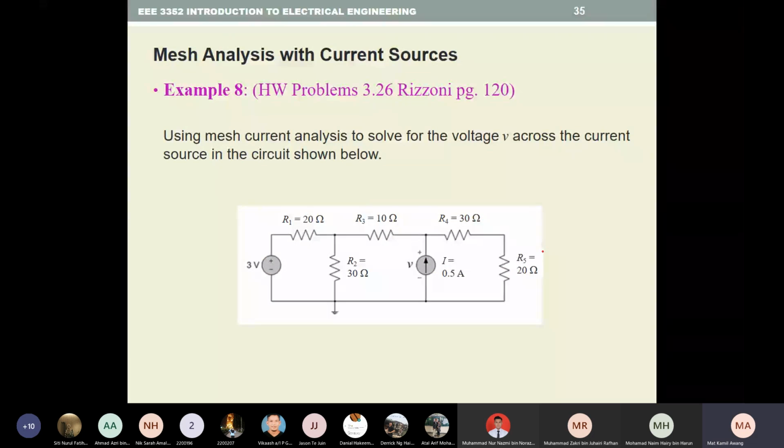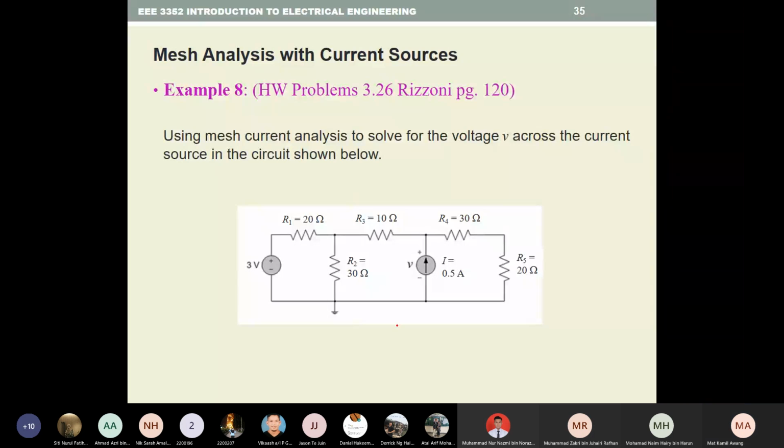So the second example, another example. This is example number 9 actually. So problem 3.26 in the textbook. Using mesh current analysis to solve for the voltage V across the current source. Now you want to find the voltage across here, the current source in these circuits.